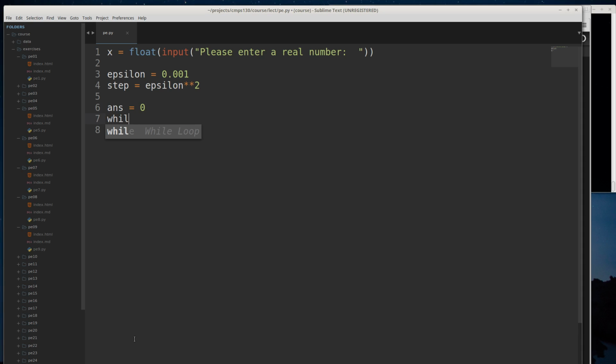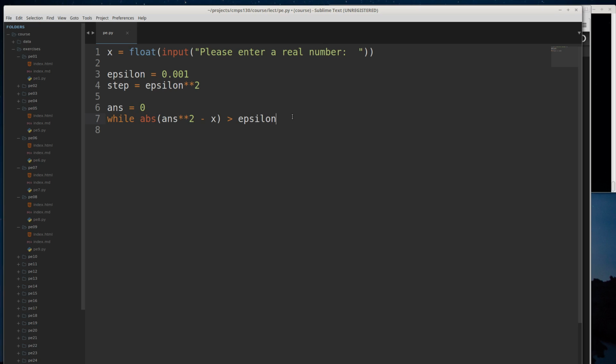And I'm going to say, well, I've got two stop conditions. While the absolute value of the answer squared minus x is greater than epsilon, keep going. So I don't care whether it's bigger than x or less than x. If it's within epsilon, I'll stop. So keep going while the difference between my value squared and x is greater than my tolerance.